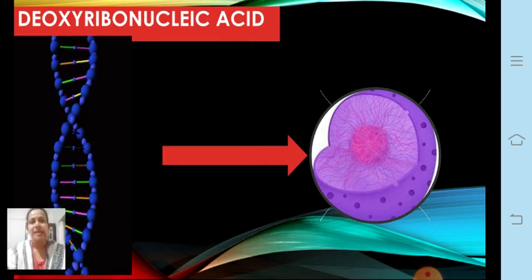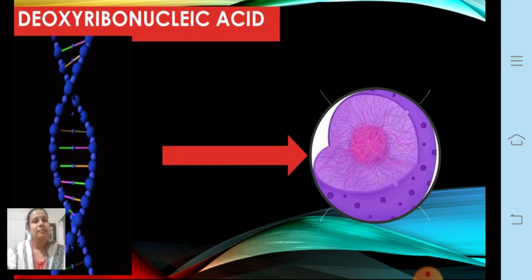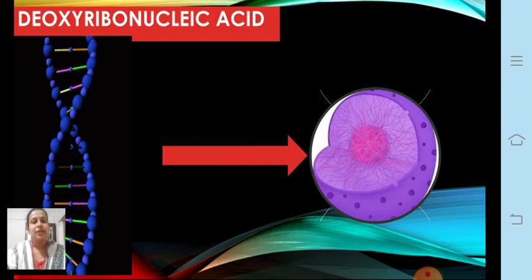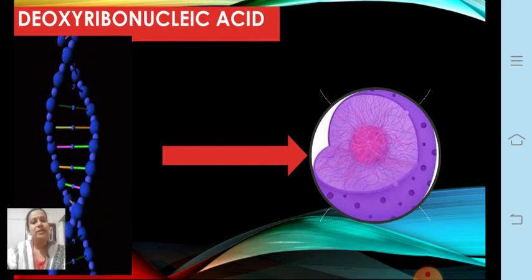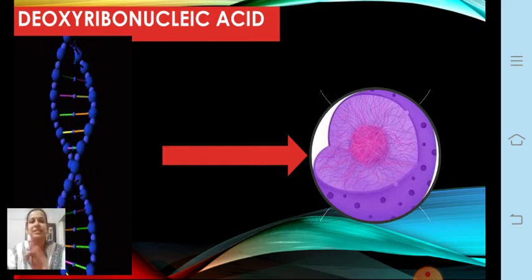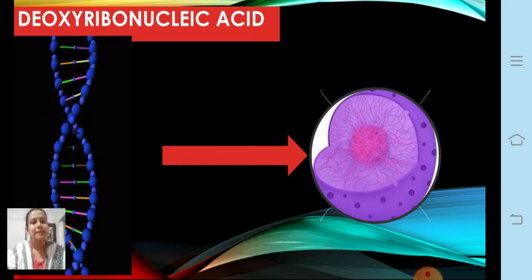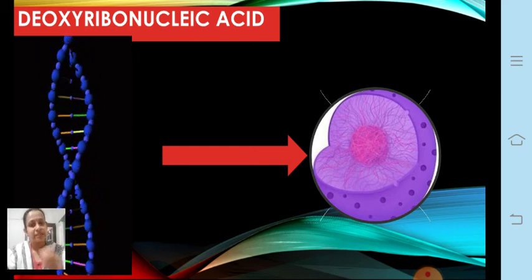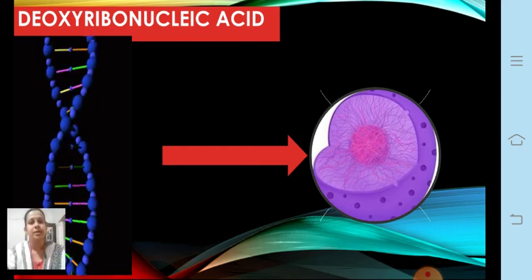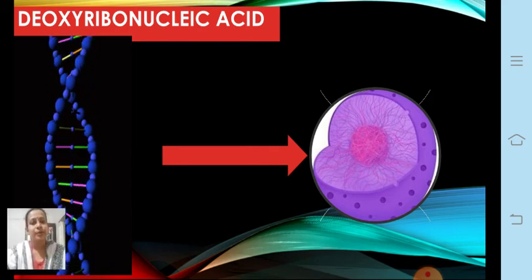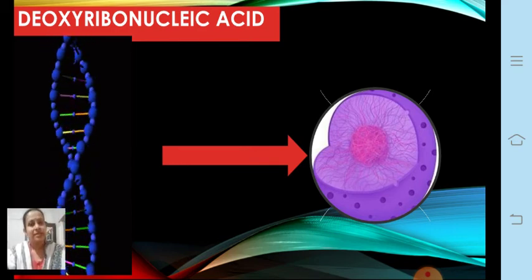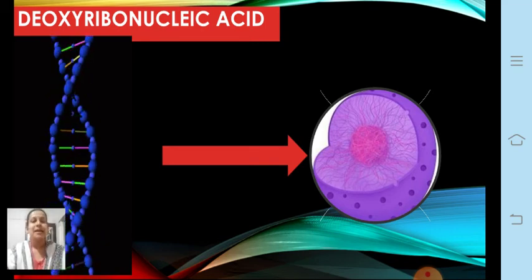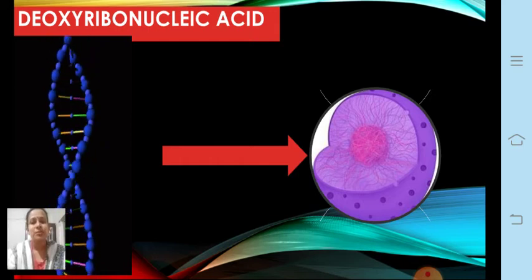In the plant cell there is a chloroplast. In the chloroplast also there is presence of DNA. Fine. So DNA is not only present in the nucleus, but it is also present in mitochondria as well as in the chloroplast. But since it was first discovered by Frederick Miescher in the year 1869 in the nucleus, it was called nucleic acid. Along with deoxyribonucleic acid, or DNA, there is another nucleic acid called RNA. That also we are going to learn in this video today.